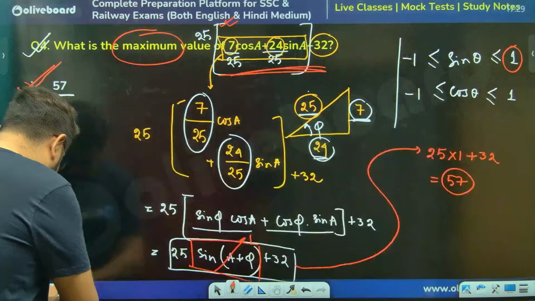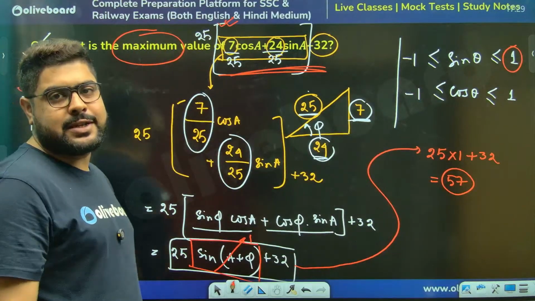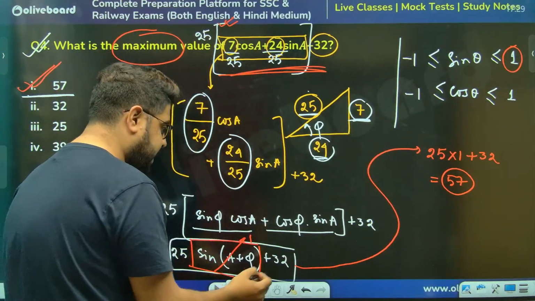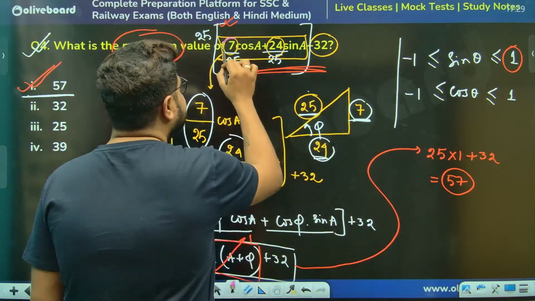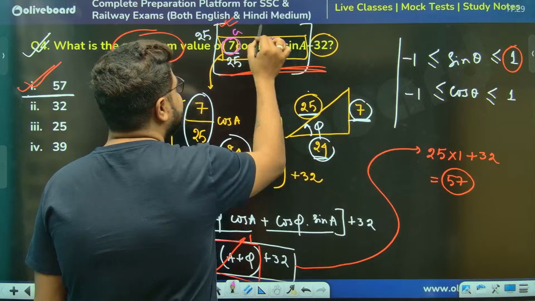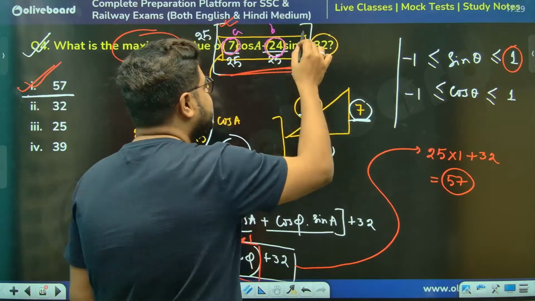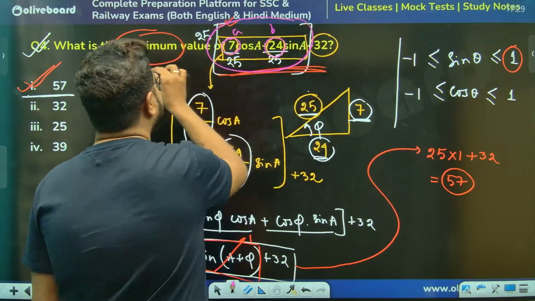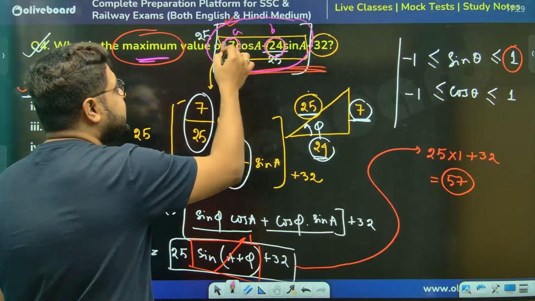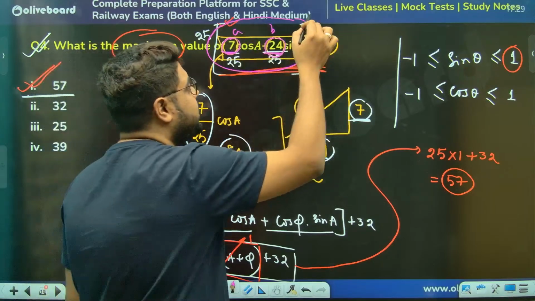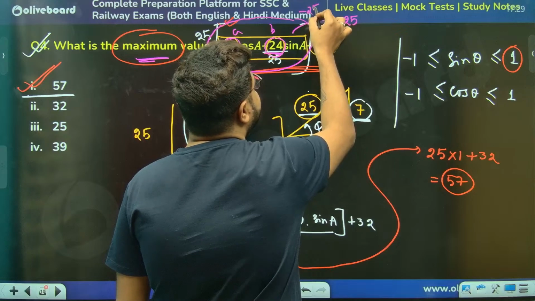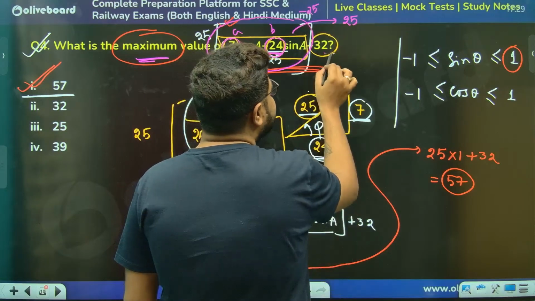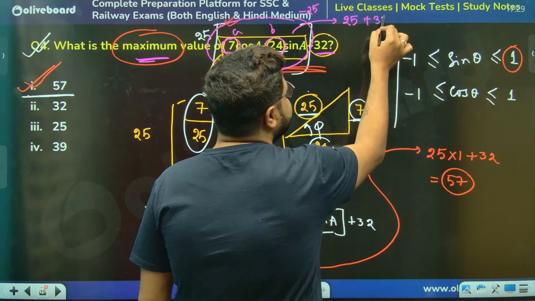Now you see, if you were an advanced student, how did I say within seconds that 57 is the answer? Sir, I checked, this is A, this is B. Compare with that. For the maximum value I'll take the plus 1. So 7 square plus 24 square root over, that is this value. The maximum value is 25, the minimum value is minus 25. Now plus 32 is there. So the answer is this.